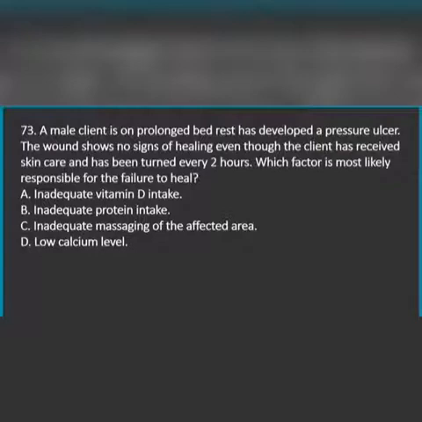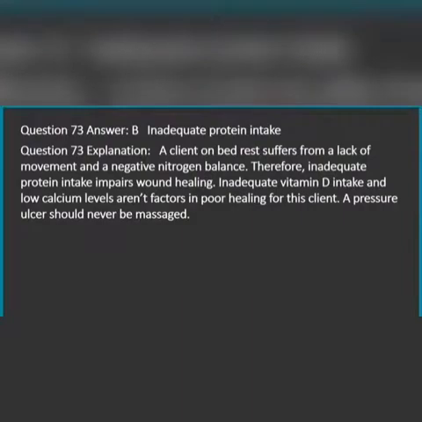A. Inadequate vitamin D intake. B. Inadequate protein intake. C. Inadequate massaging of the affected area. D. Low calcium level. Question 73 Answer. B. Inadequate protein intake. Question 73 Explanation.